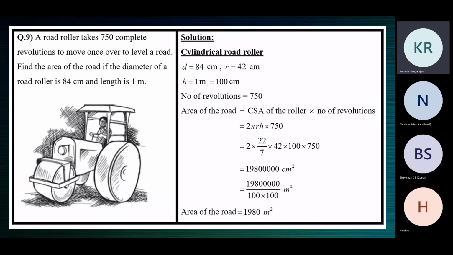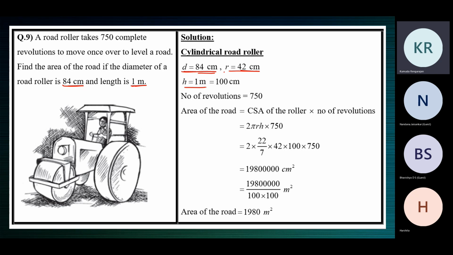Now, what is very important, children, is that you have to convert. You will have to have both the values in the same unit. You can see here that the diameter is given in centimeters, but the length or the height of the cylinder is given in meters. The diameter of the cylindrical road roller is 84 centimeters. So if diameter is 84, radius is 84 divided by 2, 42 centimeters.